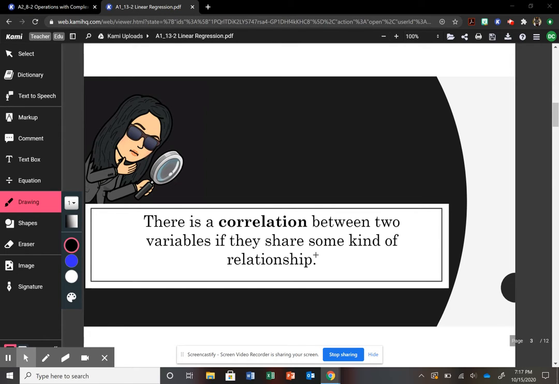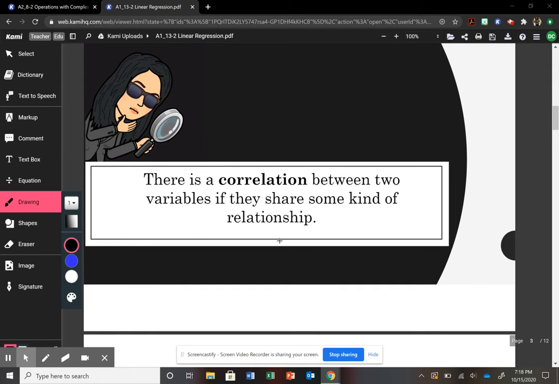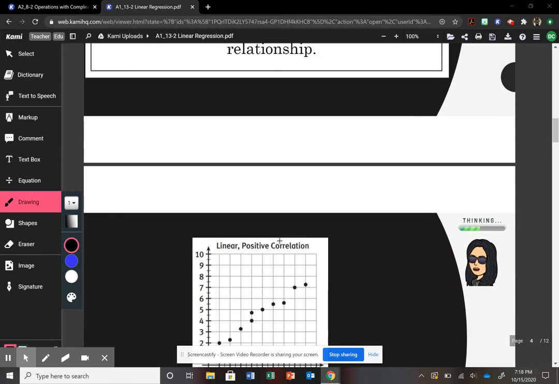For example, in our last lesson, we went over trend lines and made a trend line with days absent as our independent variable and our grade as our dependent variable. We saw that there was a negative correlation, right? The more days absent, the lower your grade percentage is. That was just the data that we got from the book.